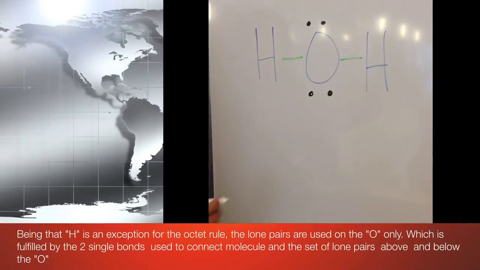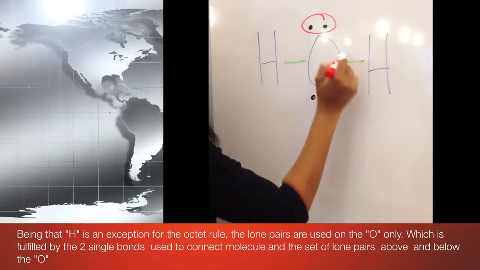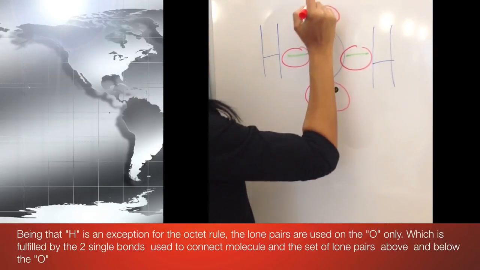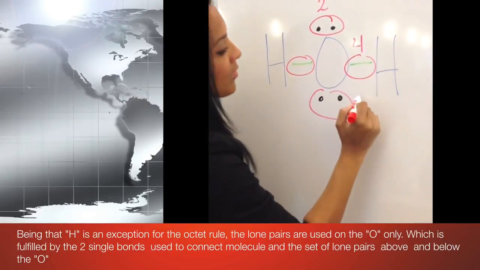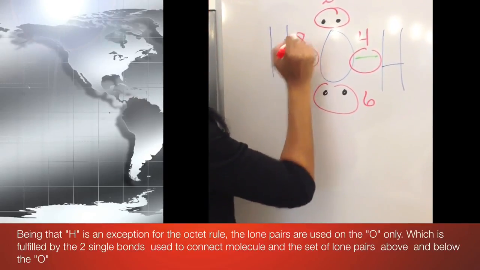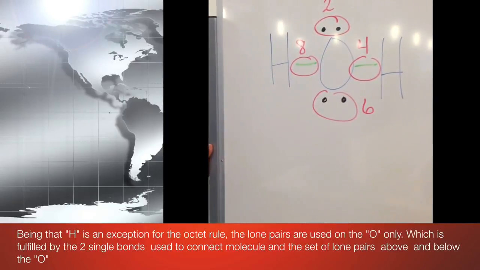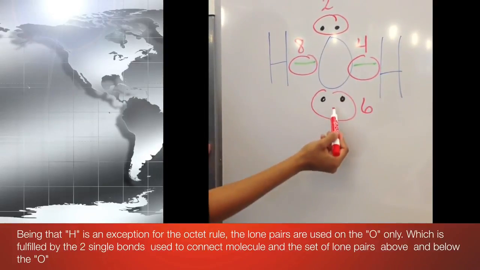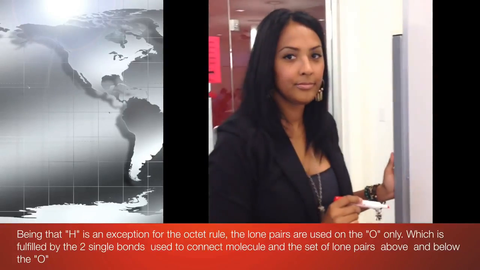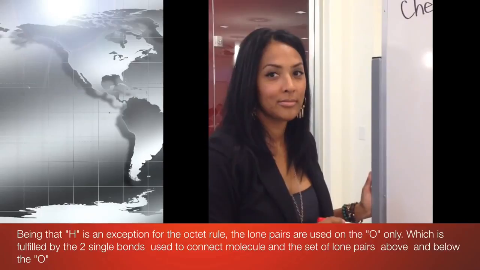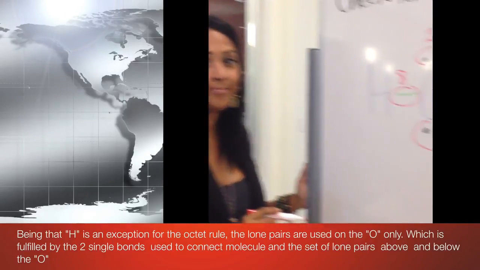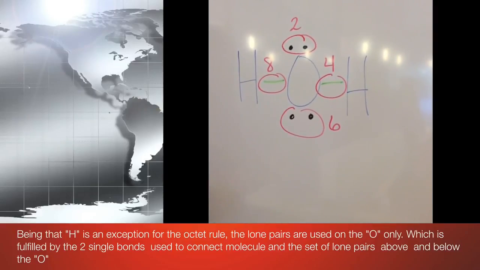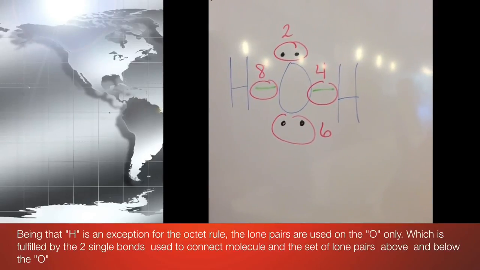Now we're going to check for octets. We need to make sure that there are 8 electrons around all atoms. So Mary, is the octet completed? Yes, it is. Okay.